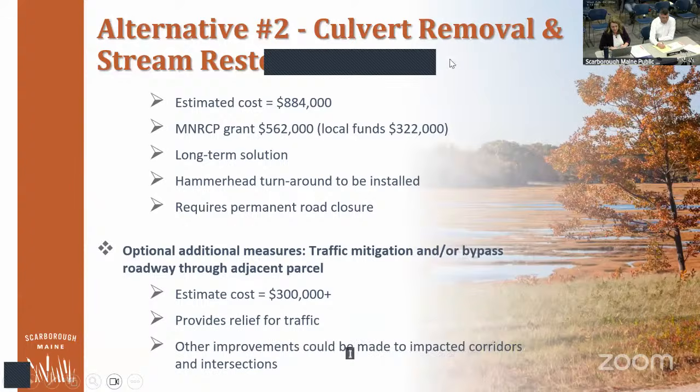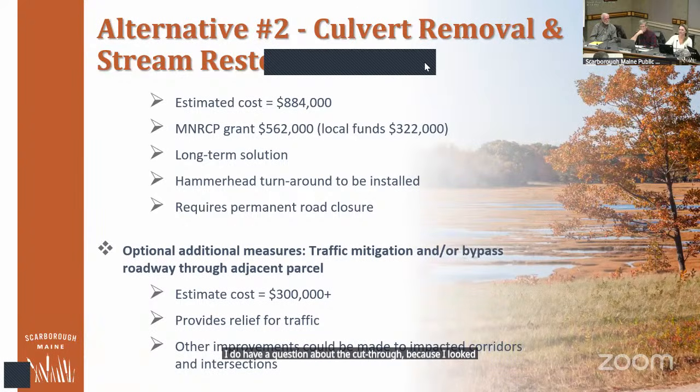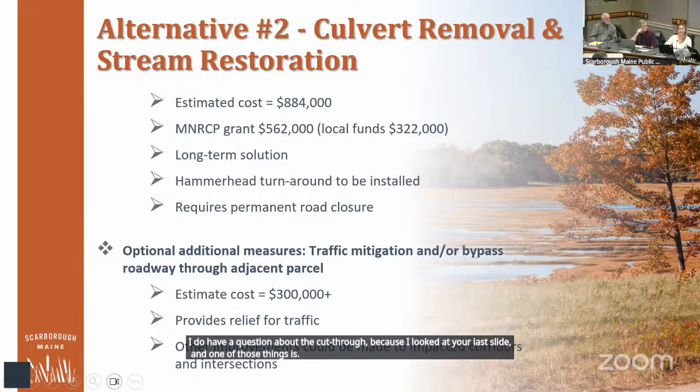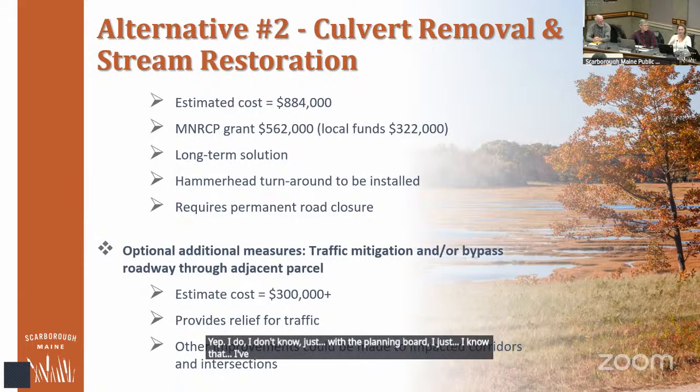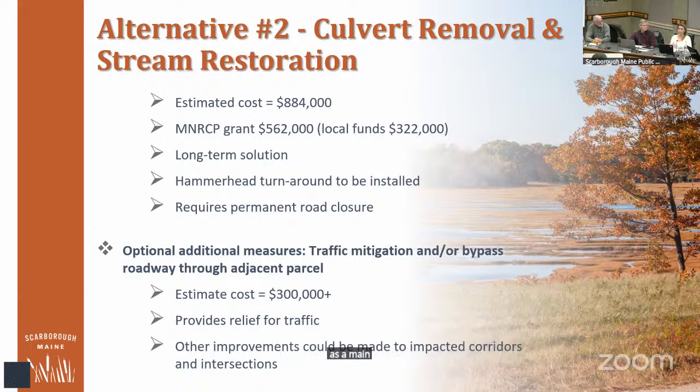I do have a question about the cut through, because I looked at your last slide and one of those things is, should we pursue a cut through? I want to really make sure that I understand the cut through. I know that with the planning board I've heard of the development, and I want to understand: a developer comes in with private property and now we're saying we want to use your private road as a main cut through.